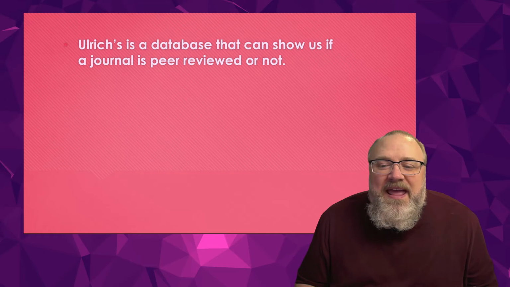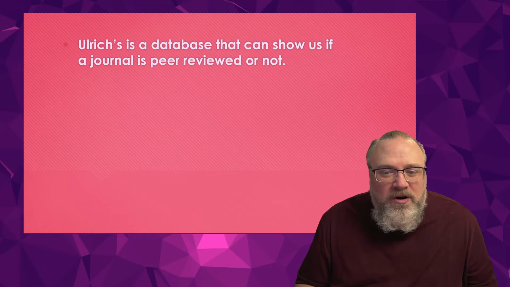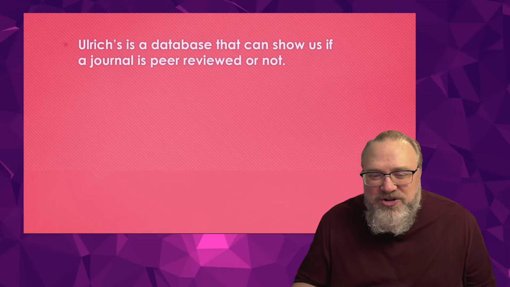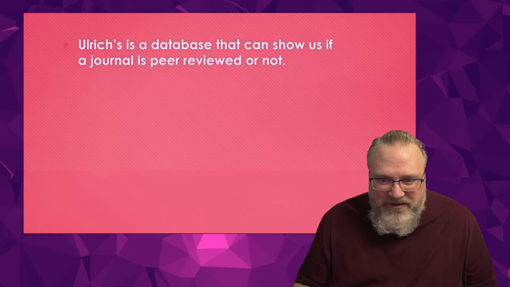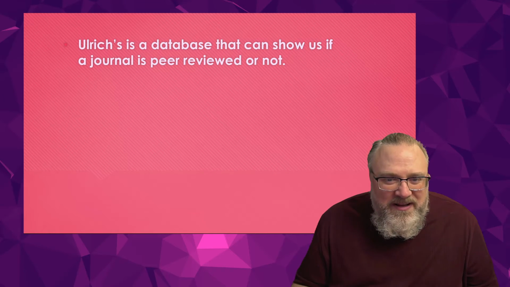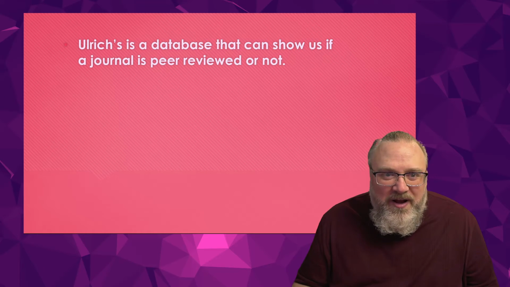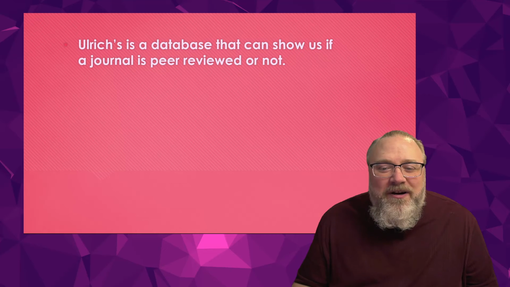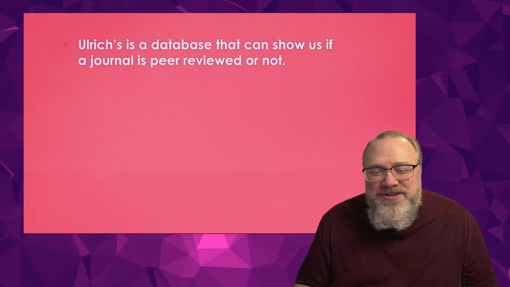And finally, if you're asked to find peer-reviewed work, we can tell you where you can find it. But sometimes the question is you have a citation and you just want to know, is this peer-reviewed or not? Ulrichs is a database that can show us whether a journal is peer-reviewed or not. And I'll take you there and we'll do some sample searching in it in just a little bit.